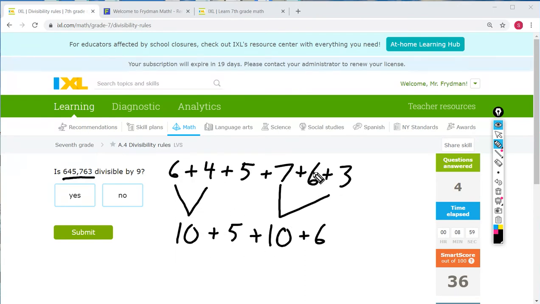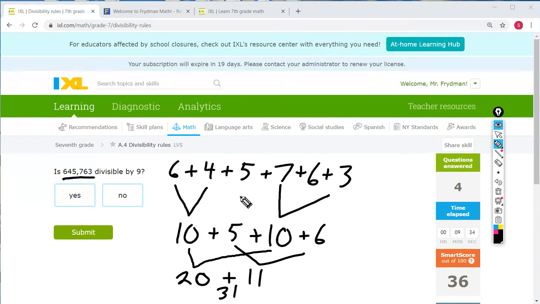Remember, it is okay to add the numbers up in any order that is most convenient for you because of the commutative property, which says that for addition and multiplication, we can add in any order, and it's okay because we'll get the same answer no matter what. Now, the rest of this is pretty easy. So 10 plus 10 is 20, right? That was easy. 5 plus 6 is 11. So we have 20 plus 11, which is 31.